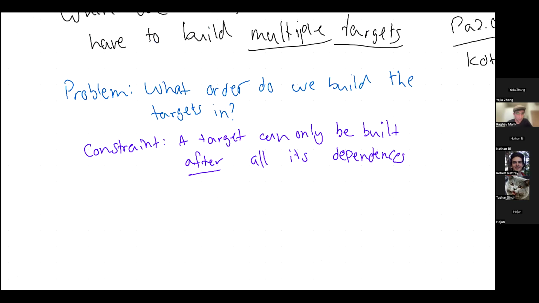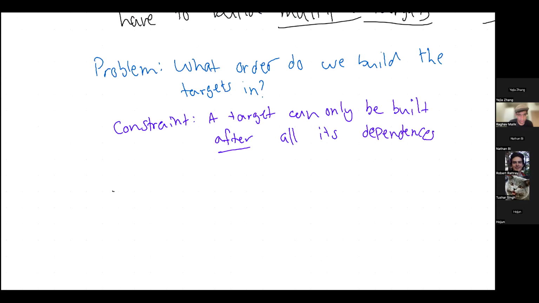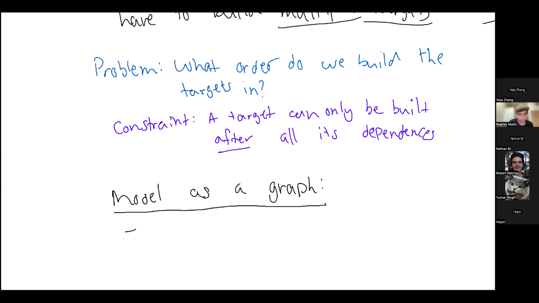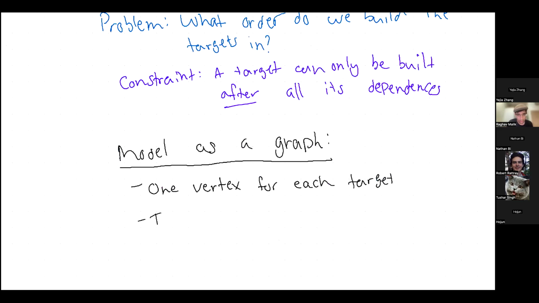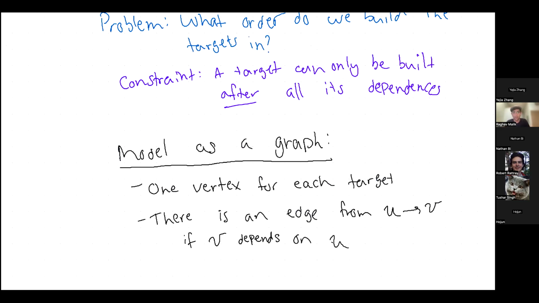The name of this sort of problem, or I guess maybe I'll start by describing how to model it, right? We can model this as a graph. To define a graph, I need to tell you what the vertices are and what the edges are, right? So there's one vertex for each target. And let's say there is an edge from U to V if, sorry, if V depends on U, right?